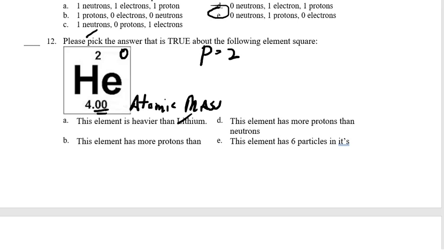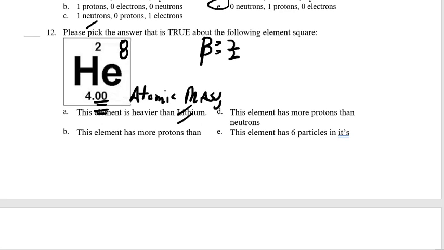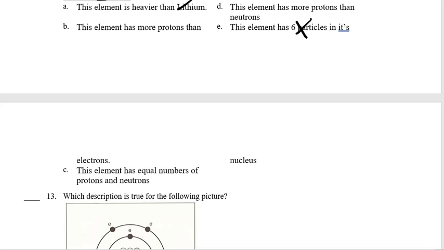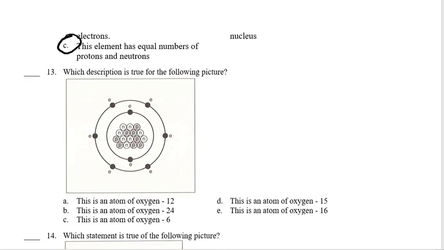Maybe down here, I've got to pull up the rest of this question. I'm missing some part here. This element has more protons than neutrons. So it has roughly the same numbers of protons and neutrons. This element has 6 particles in it. No, it doesn't have 6 particles, probably in its nucleus. This element has more protons than, I can't tell what the right answer is because this question seems to be cut off. Oh, there it is, okay. So C, this element has equal numbers. That's the correct answer, C, for that problem number 12. Okay, too bad that was cut off like that.